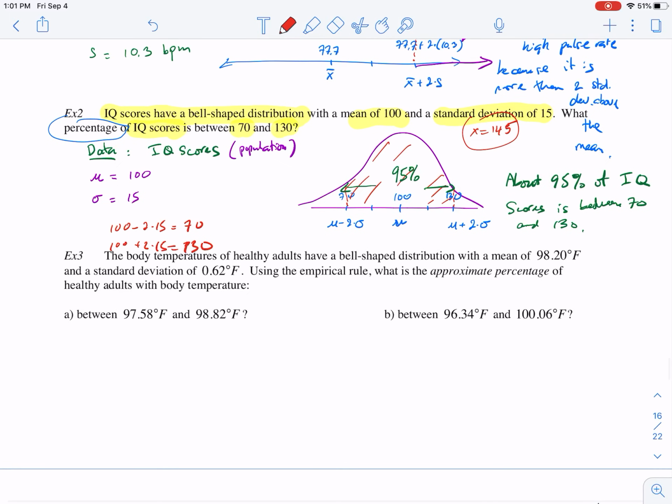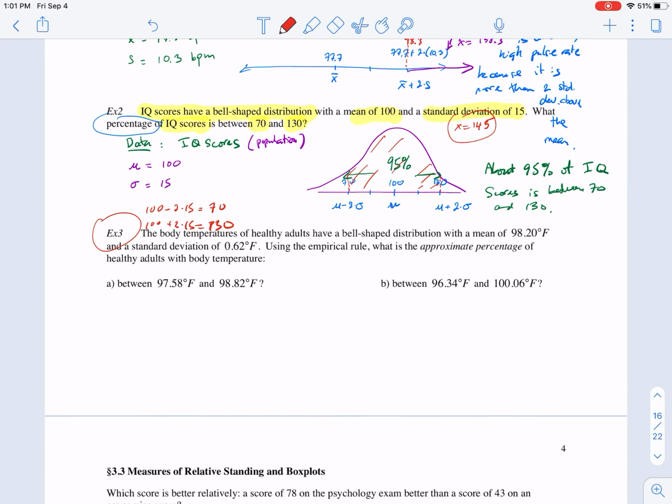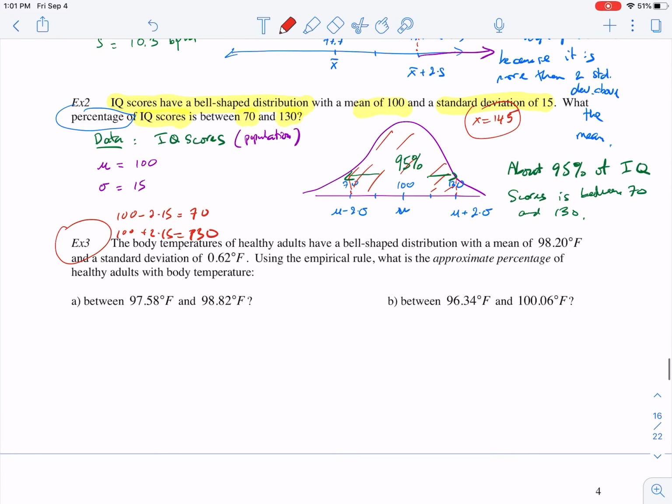I'm going to let you guys work on this example on your own here, okay? But I will give you the answer just in case you want to check. I don't know, I have the answer here. Actually, we can just do this on the Zoom call here. I'm going to end on this note.